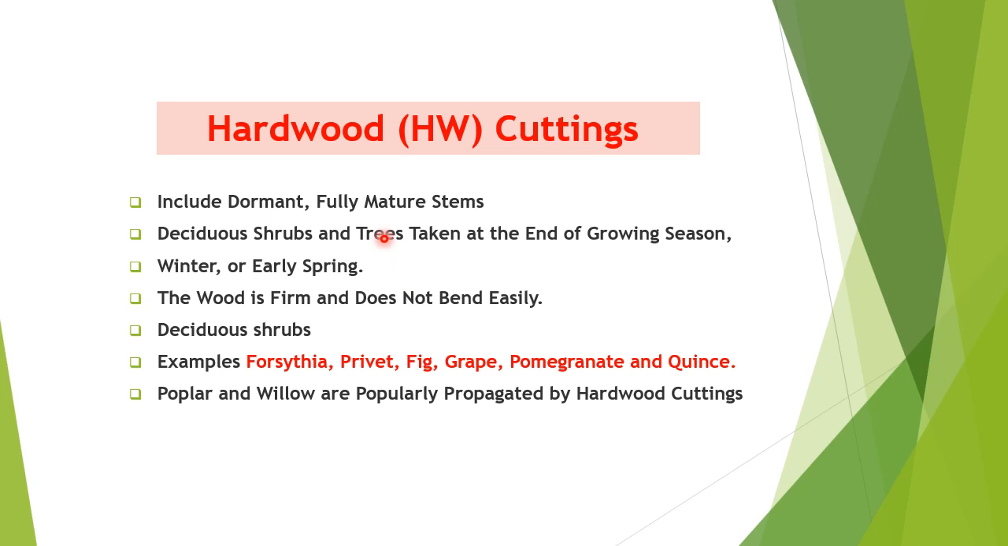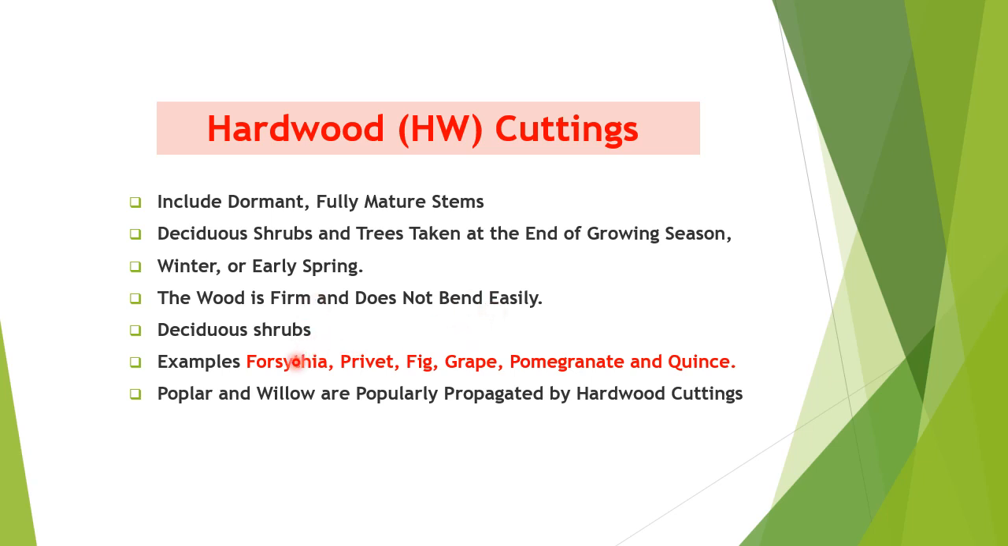Now the fourth type of cutting is the hardwood. Hardwood cuttings are dormant, fully mature stems of deciduous shrubs and trees, taken at the end of a growing season, in winter or early spring. So they can be collected in winter, that is after the autumn, or they can be taken in early spring. The wood is firm and does not bend easily.